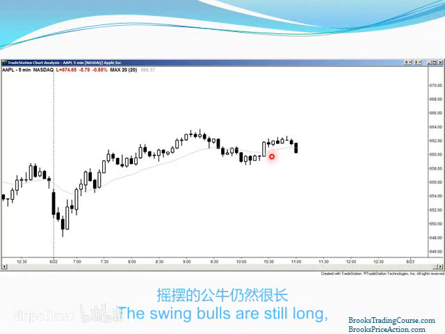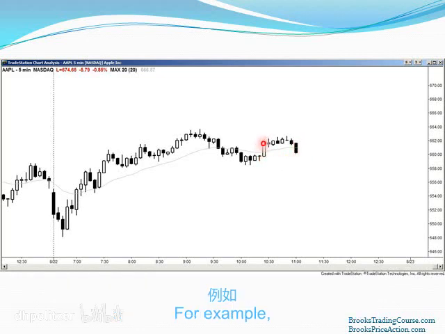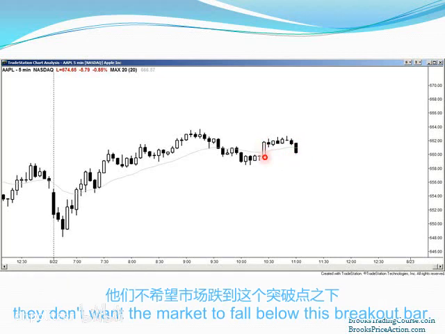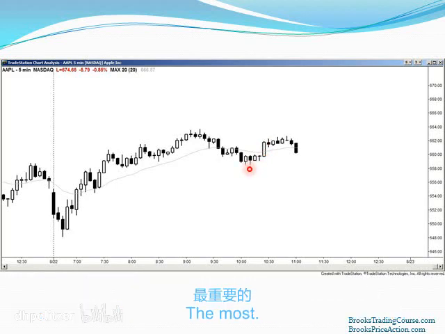The swing bulls are still long, but they're looking for signs of strength. They do not want the bears to have follow through. For example, they don't want the market to fall below this breakout bar. They do not want the market to fall below the breakout point where the breakout bar occurred. They do not want the market to fall below the most recent higher low.